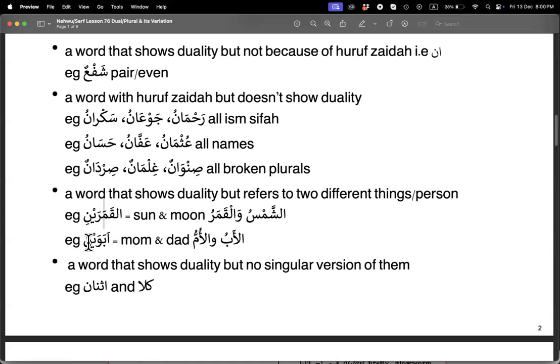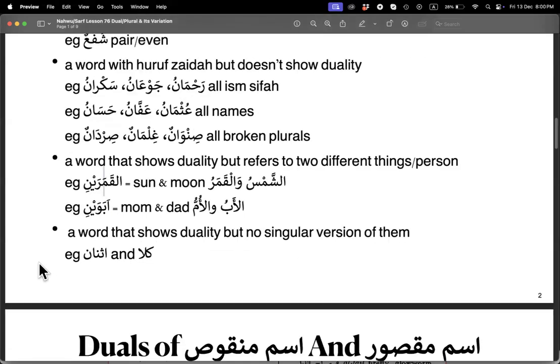Also, a word that shows duality, but there's no singular version of it. So, for example, isnan, which means what? Two. Yes, two, but you don't get one isna plus one isna equals isnan, right? There's no such thing. So again, although it has alif nun ending, it's not dual basically. And also kila, which you've done, kilta. Remember that, when we did taukid?